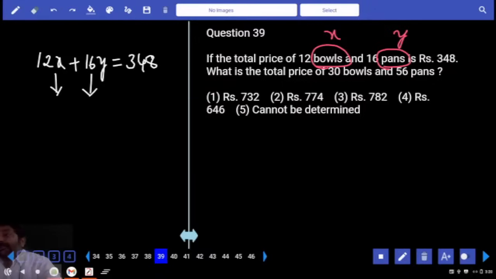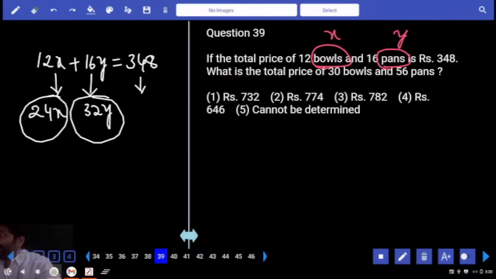If the number of items, bowls and then pans, both are increasing, and every time it is becoming 2 times. So bowls are 2 times, which is 24, and pans are also 2 times, which is 32. Because both are increasing in the same proportion, which is 2 times, the price also will be exactly double. If this increment is not in proportion, we cannot answer the question.